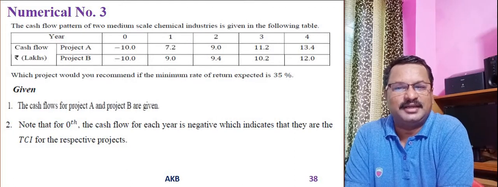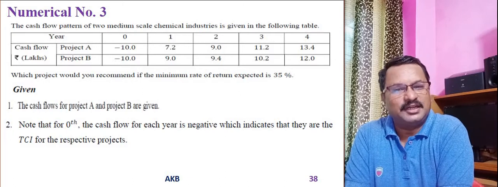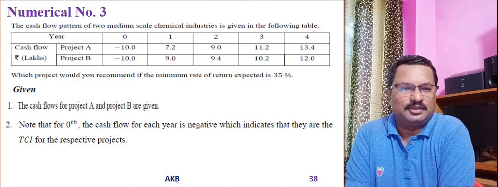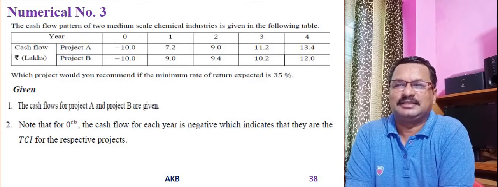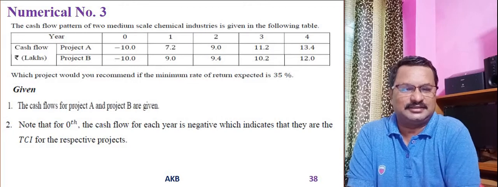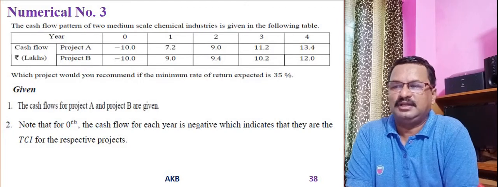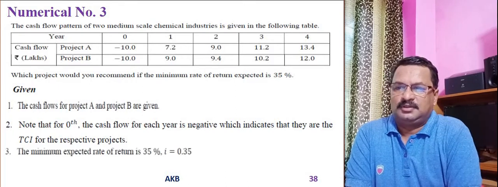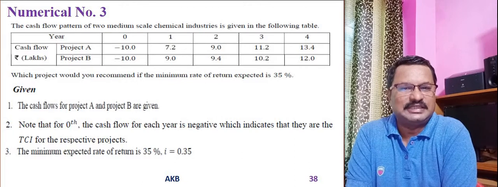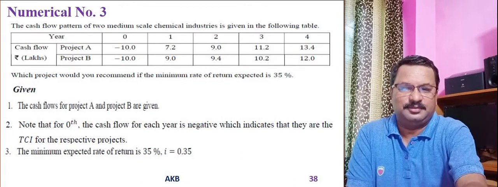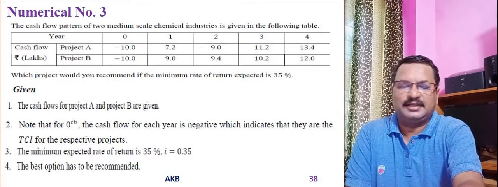What does it indicate? It represents the total capital investment for that particular project. For both the projects, in this case, the total capital investment is 10 lakhs because the amount is given in lakhs. The minimum expected rate of return is 35%, which means that i is 0.35. And we have to select the best option.